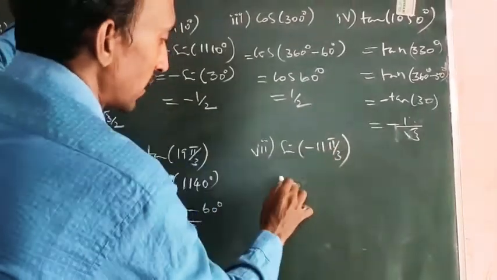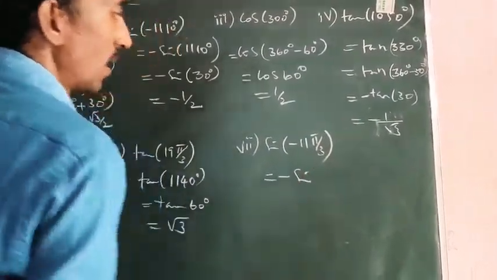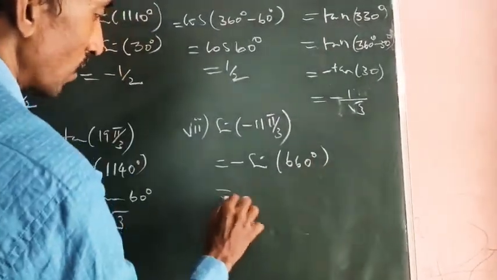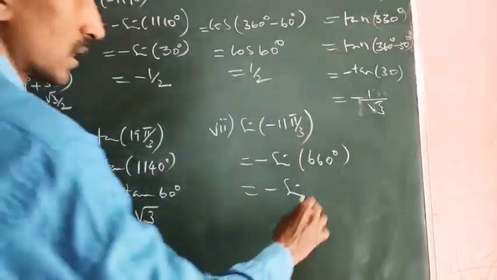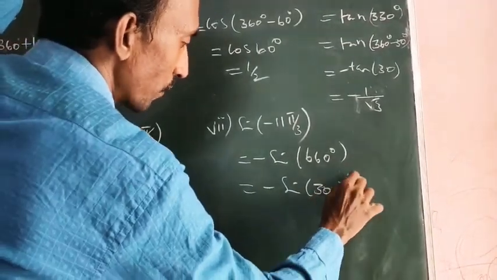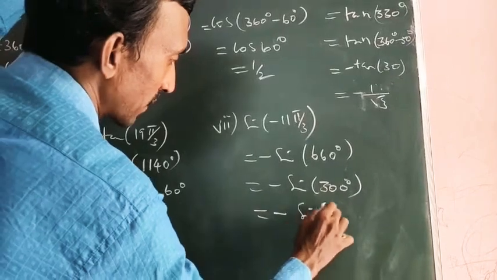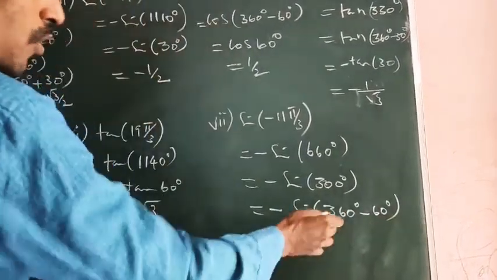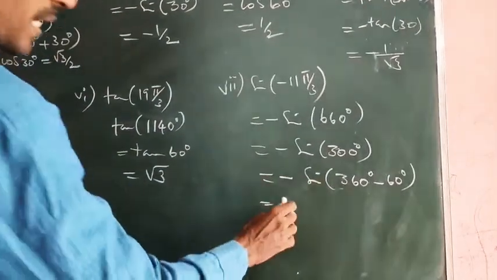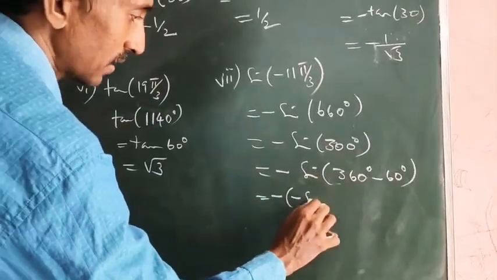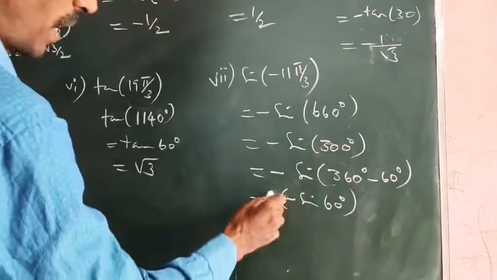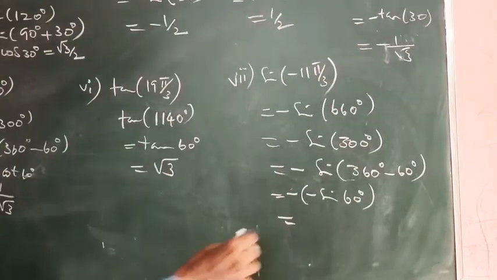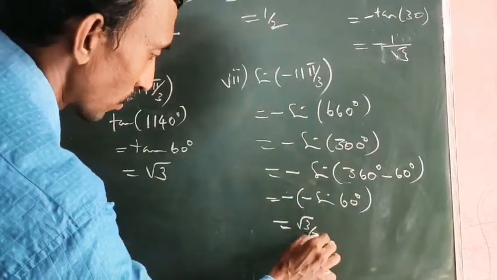So sine of minus theta is first minus sine theta, so 11 into 60, that is 660. Again remove 360, we are getting 300. It can be written as sine of 360 minus 60. In the fourth quadrant sine is negative, so minus of minus sine 60, minus into minus is plus, so we are getting root 3 by 2, since sine 60 is root 3 by 2.